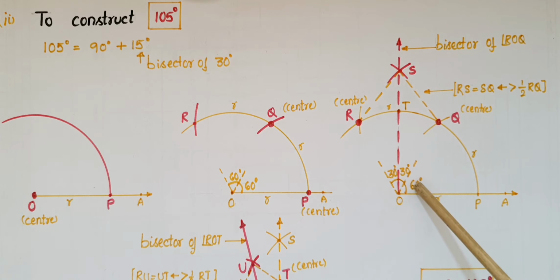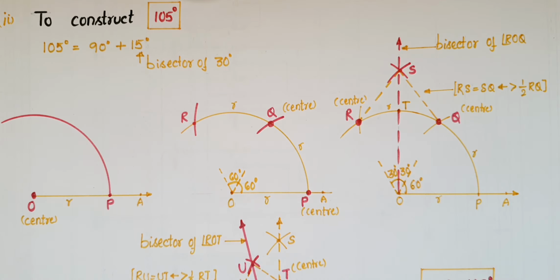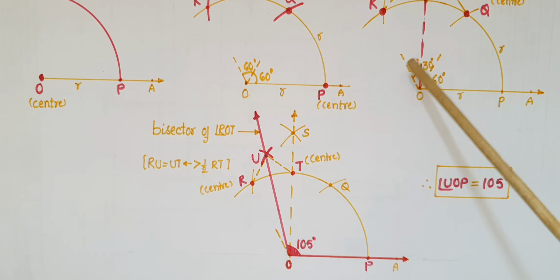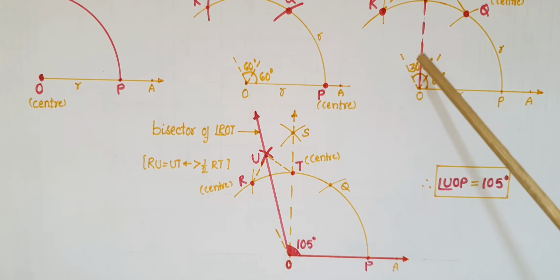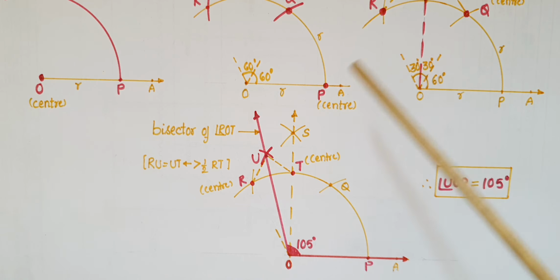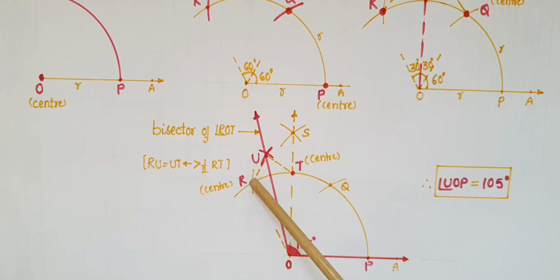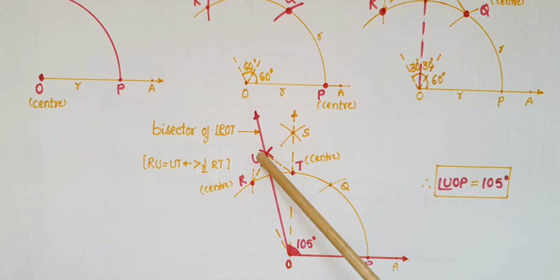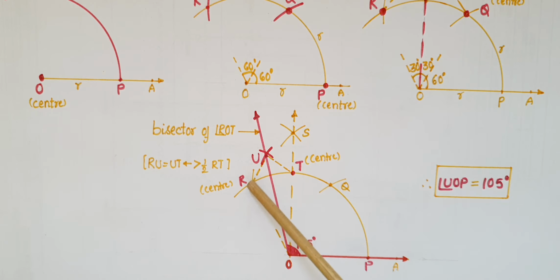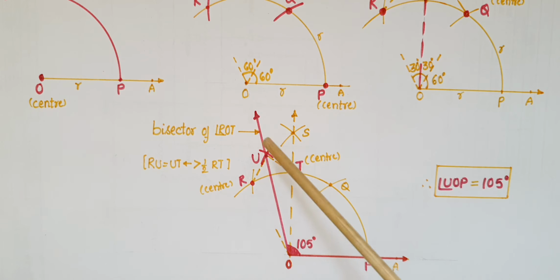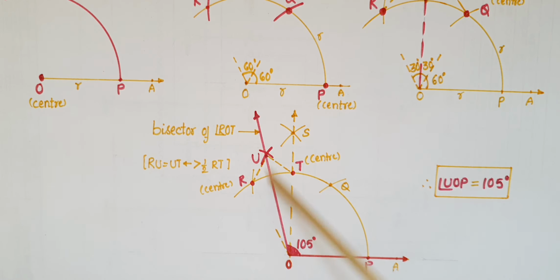30 plus 60 is 90 degrees, but we have to construct 105 degrees. So you have to bisect this 30 degrees angle. Then you will get 15 degrees. Then 90 plus 15 is 105 degrees. So for that you have to draw a bisector between these two points R and T. So you have to take R and T as centers and draw two arcs with a radius which is more than half of RT. Then you will get an intersection point U. Then join O and U. This is the bisector of this angle ROT. So this angle now is 15 degrees. So 15 plus 90 is 105 degrees. Therefore, angle UOP is equal to 105 degrees.